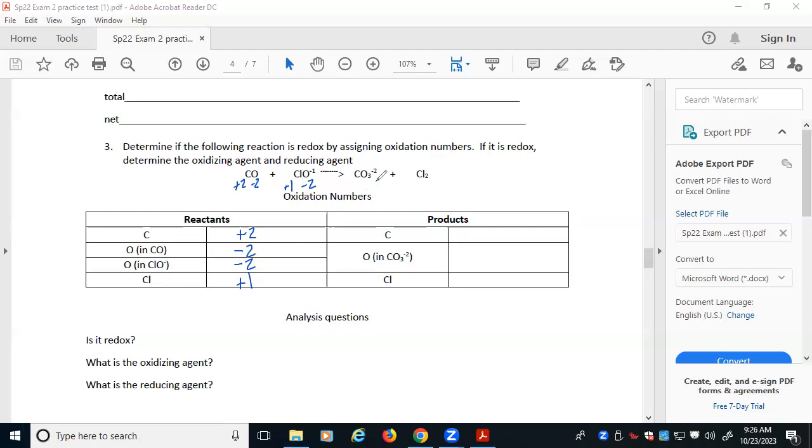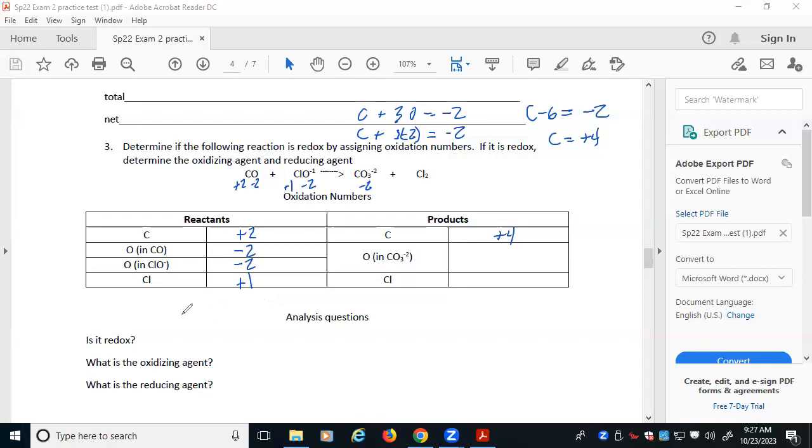In the products, I've got the carbonate ion. Again, I know oxygen's -2. I could set up a little equation for myself here. Carbon and 3 oxygens equals -2. Oxygen's -2, so carbon and -6 equal -2. Carbon must be +4. So right away, just off of this, I can answer that first analysis question.